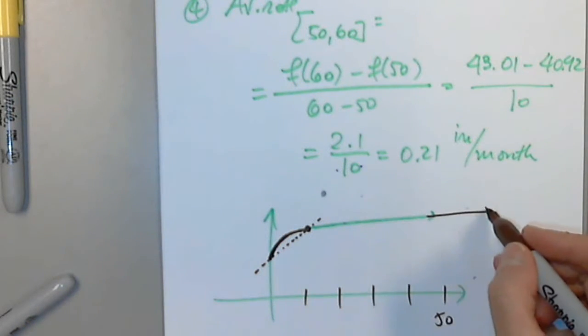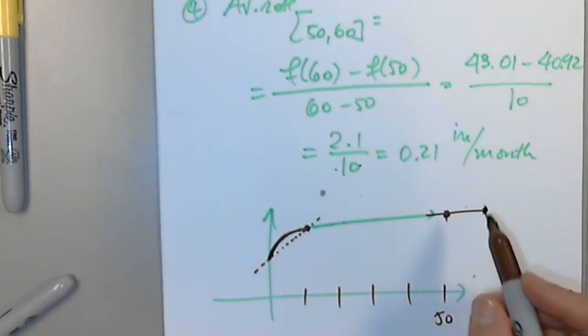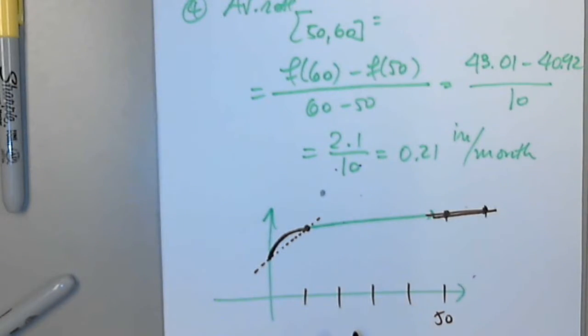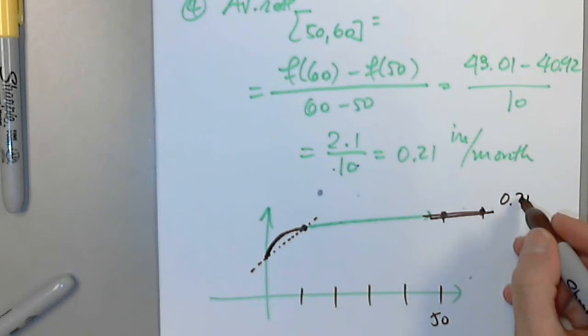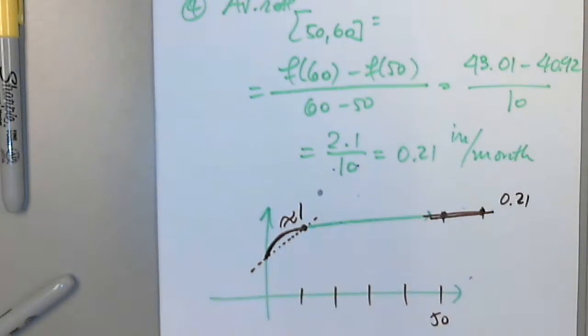But here is 50 and 60. And the slope here is much smaller. The slope here is 0.21. The slope here is almost 1. And that's how it's shown on the graph. Any questions for me? Any questions? I have your classwork, but if you have anything for me, any questions, you would like to review anything before we do that?